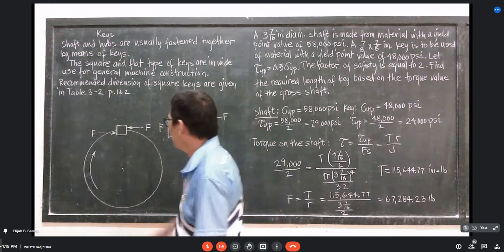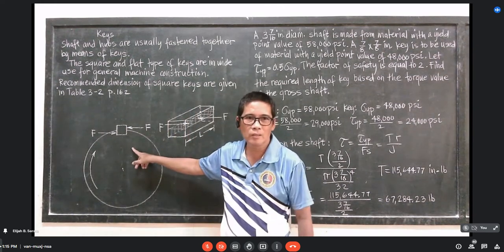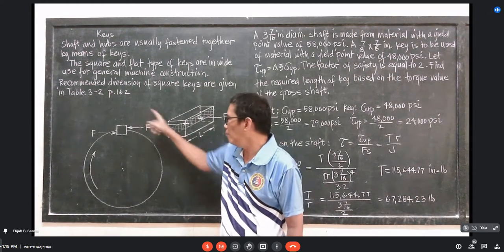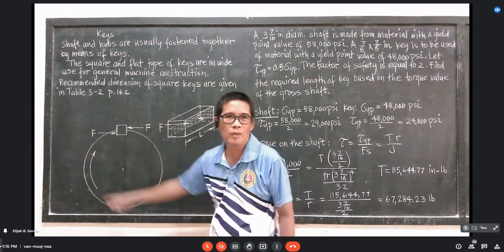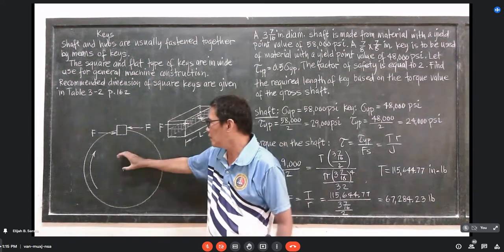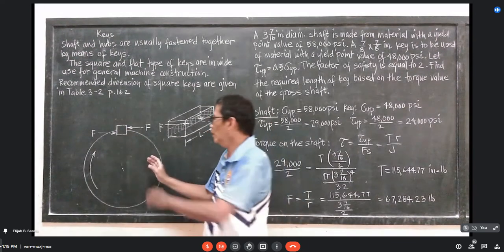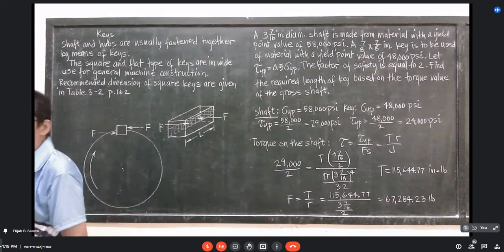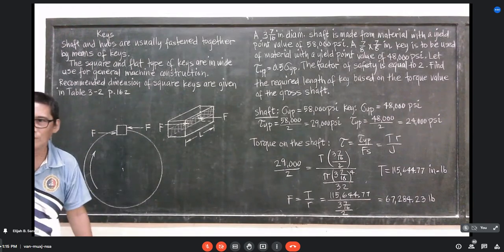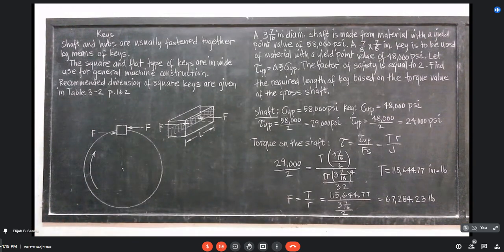So we can understand this in this drawing. The hub is outside, pulley or gear, and then you insert it on the shaft, and then you insert a key. So that when your shaft turns, of course, madala tong imong hub or pulley or sprocket or gear.